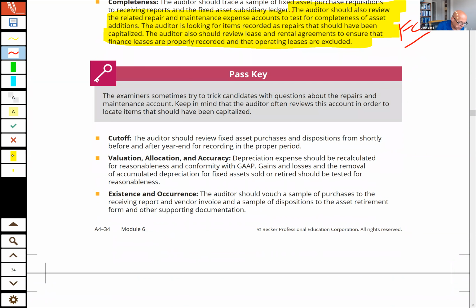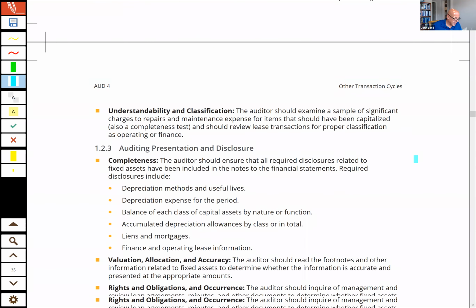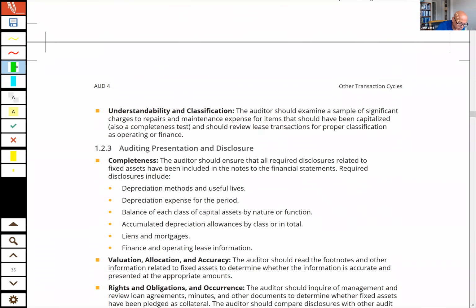Valuation and allocation, accuracy. What's the mantra that we've used every single time we've seen those assertions? It's been recalculate. So what happens for depreciation? You need to recalculate and see if you are satisfied with the way they did the depreciation. Okay, good. Coming over, understandability, classification.